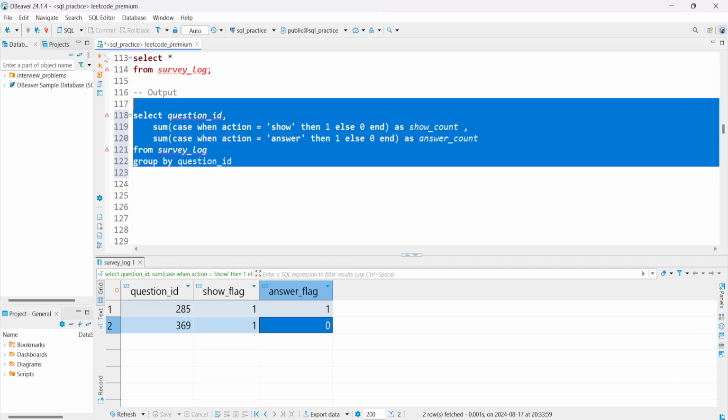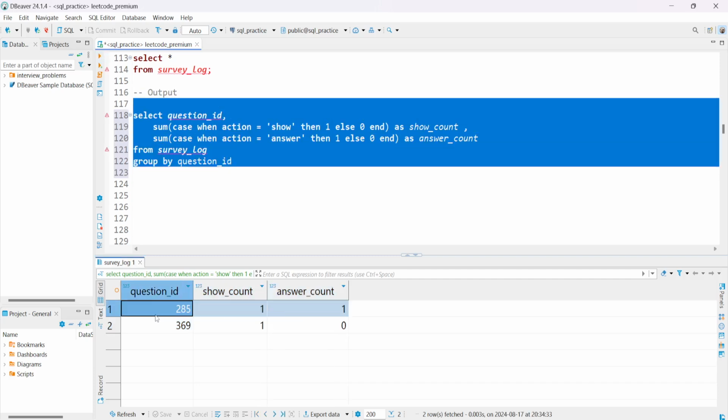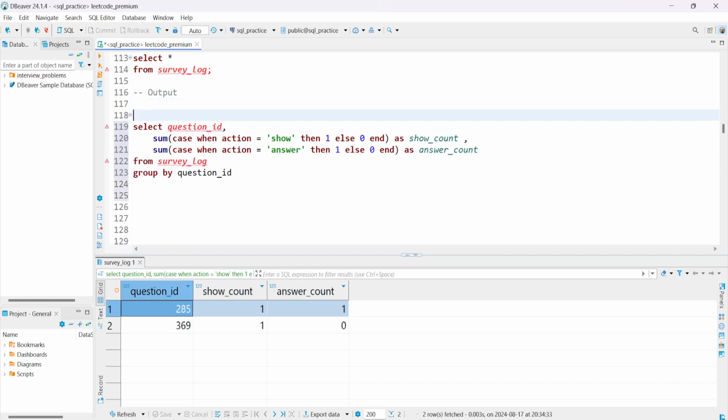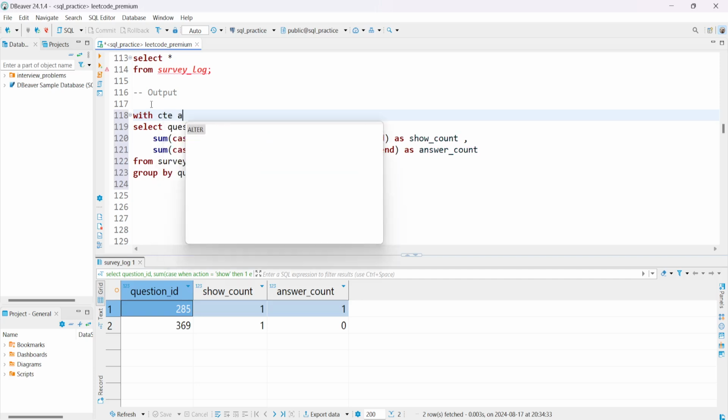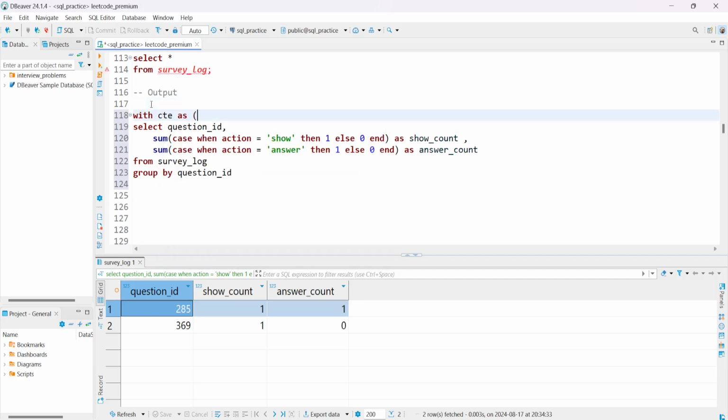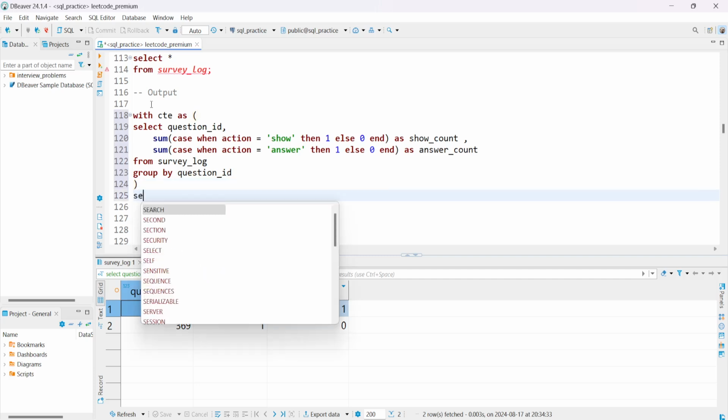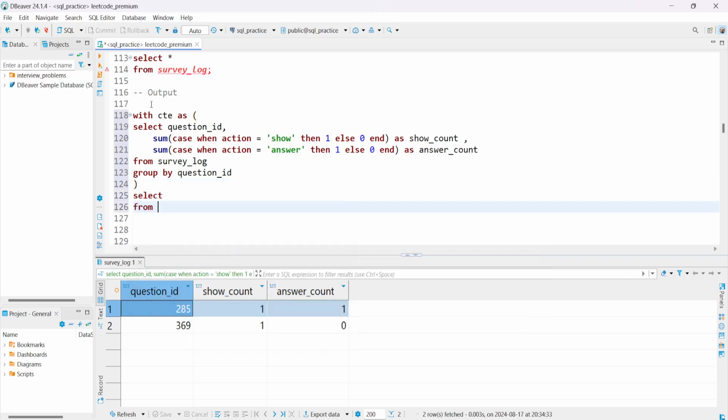We can run this again. Okay, and this we can put in the CTE. We can find the ratio over here itself, but for the sake of simplicity we can find this in the next step. So we can write select from CTE.